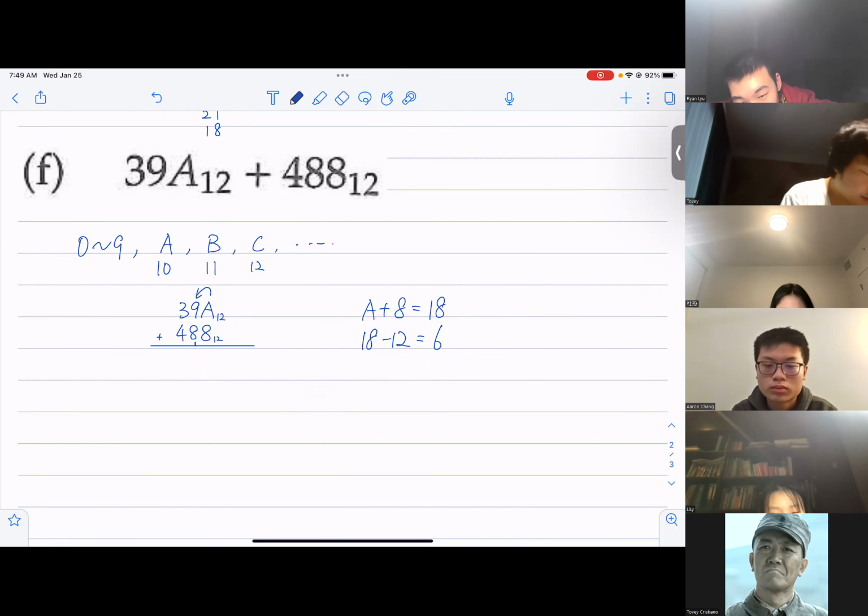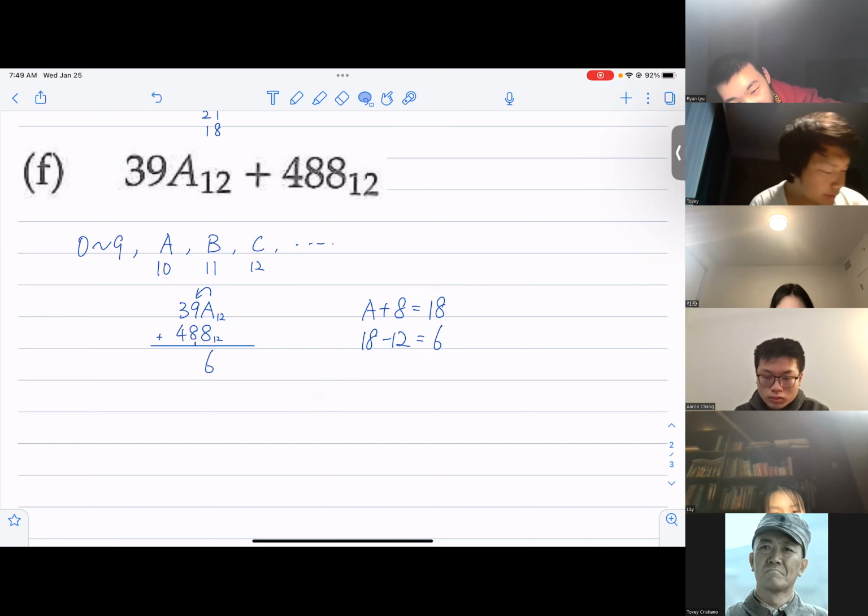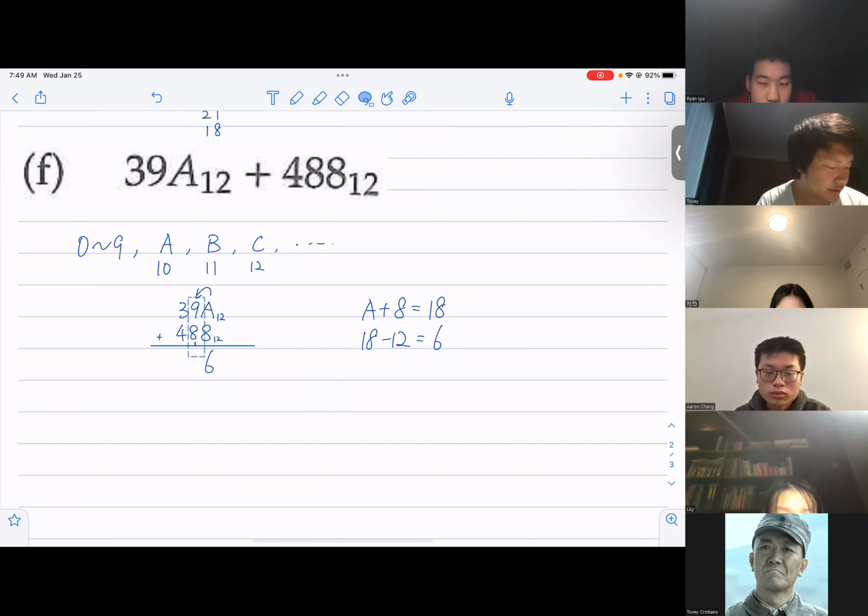Okay. So here we have a 6 here, and we carry over 1. And again, does anyone want to do the second digit here? 9 plus 8 plus 1. How much is that?